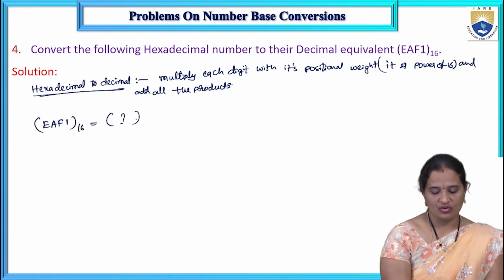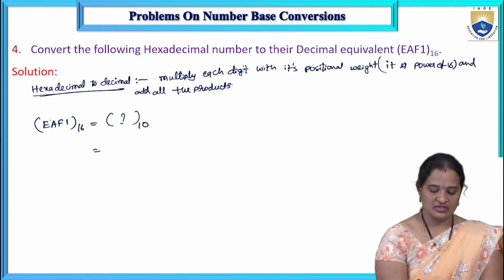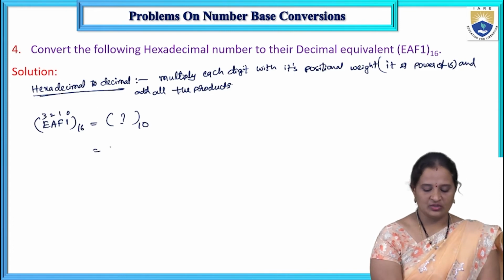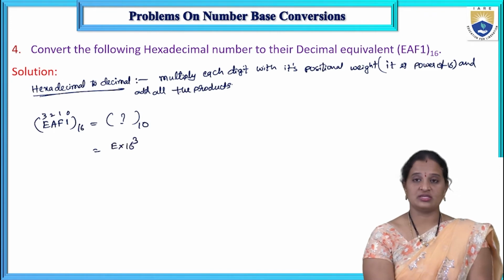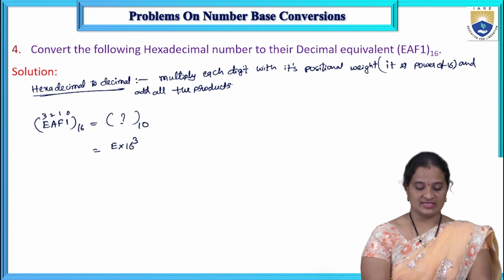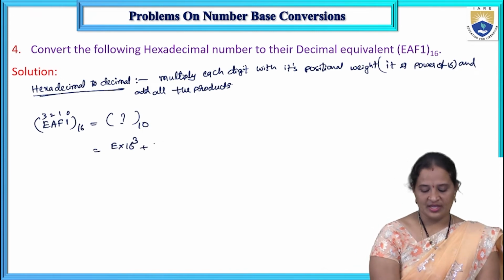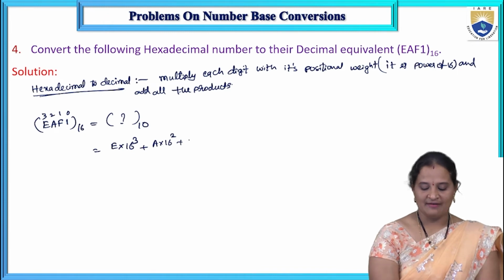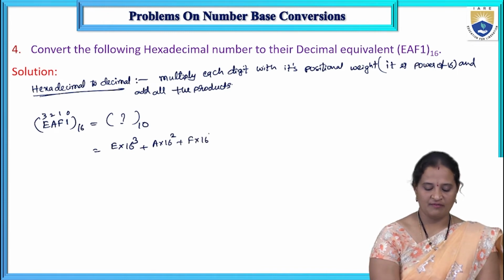So now I want to convert this into decimal. So what are the positional weights here? This is 0, 1, 2, 3. So that means E into 16 to the power of 3, because it is base 16, that is a hexadecimal number, plus A into 16 to the power of 2, plus F into 16 to the power of 1, plus 1 into 16 to the power of 0.